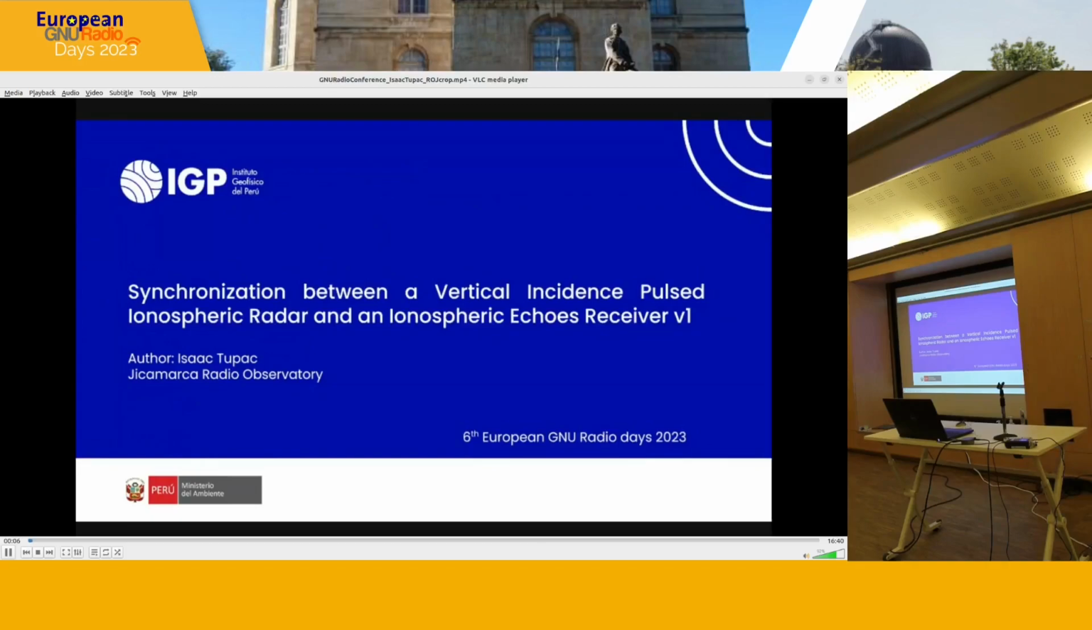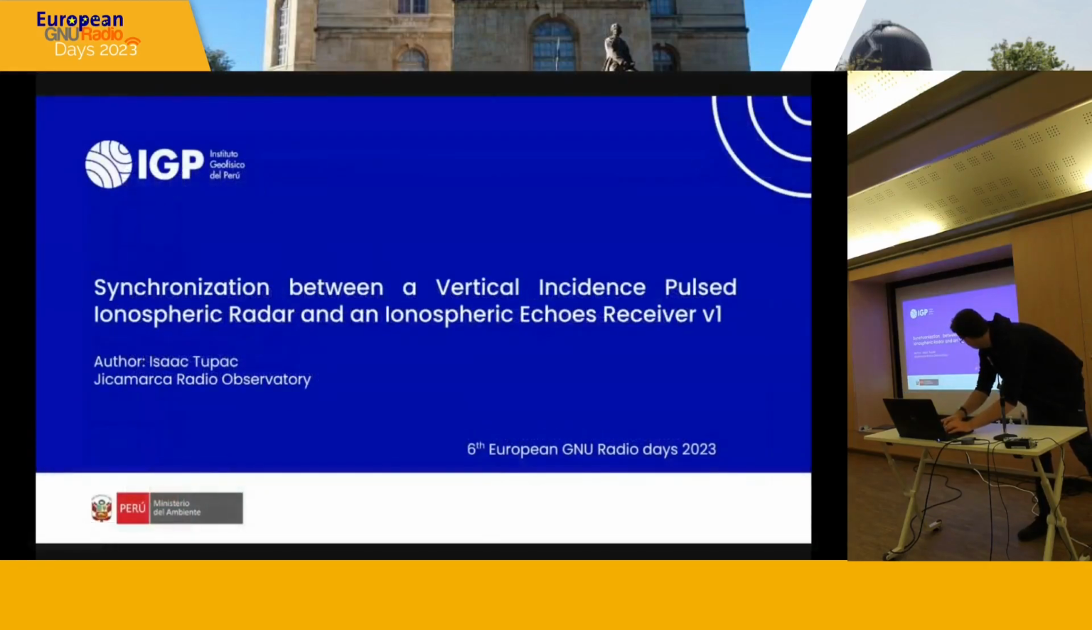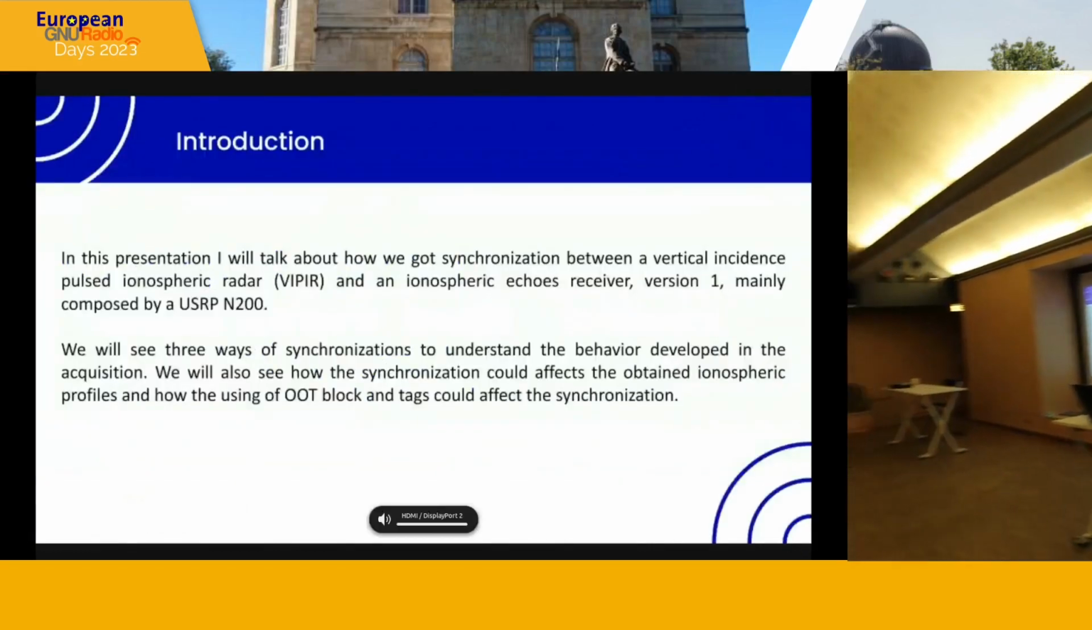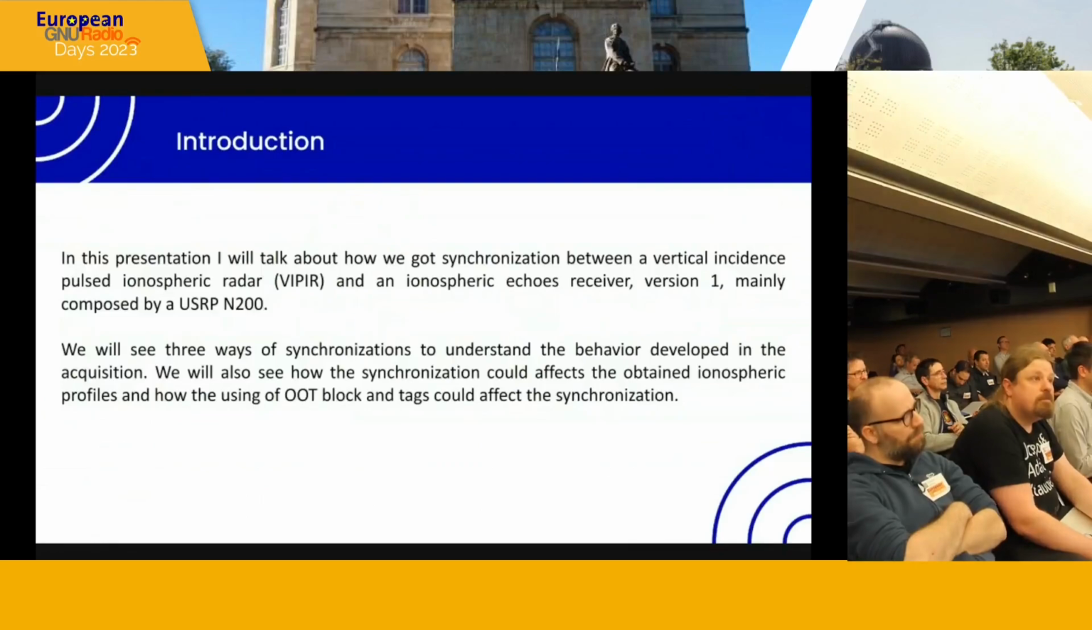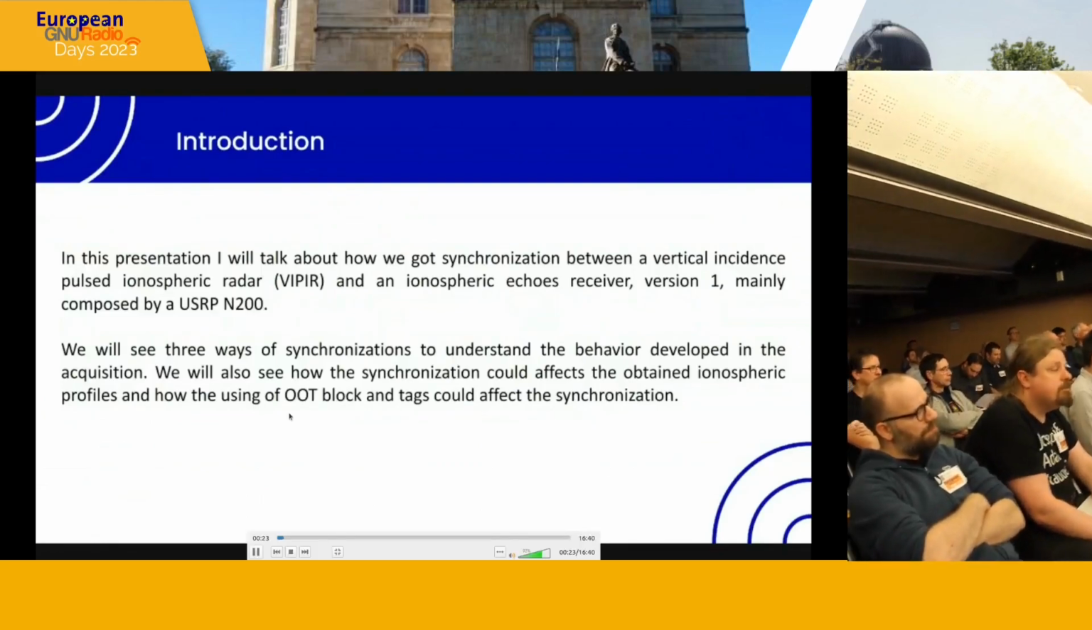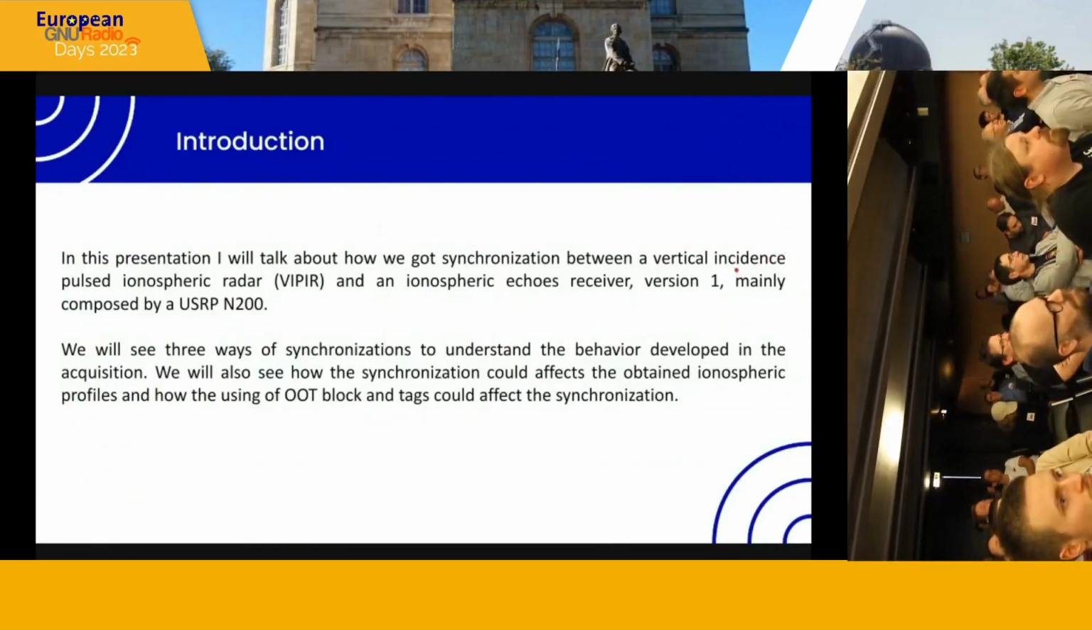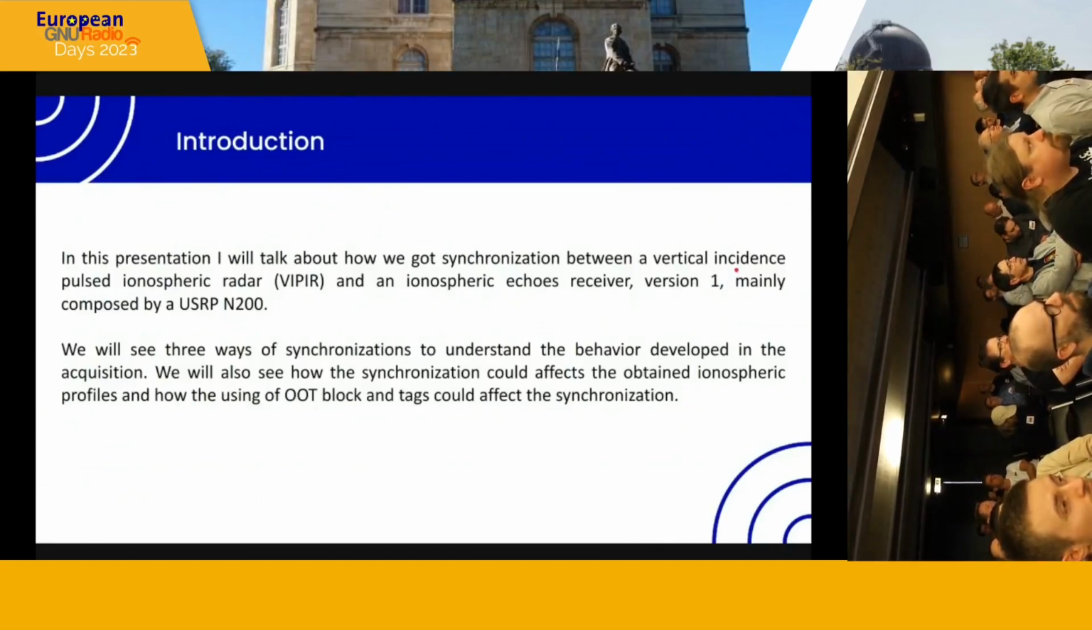I am from Jicamarca Radio Observatory, and today I will talk about synchronization between a vertical incident pulse ionospheric radar and an ionospheric echo receiver version 1. In this presentation, I will talk about how we got synchronization between a vertical incident pulse ionospheric radar, known as VIPIR, and an ionospheric radar receiver, version 1, mainly composed by a USRP N200.